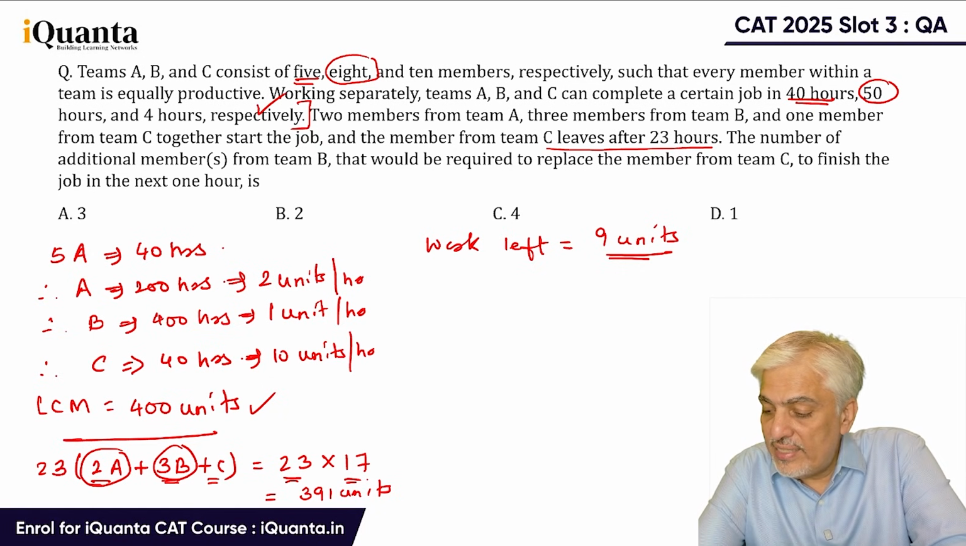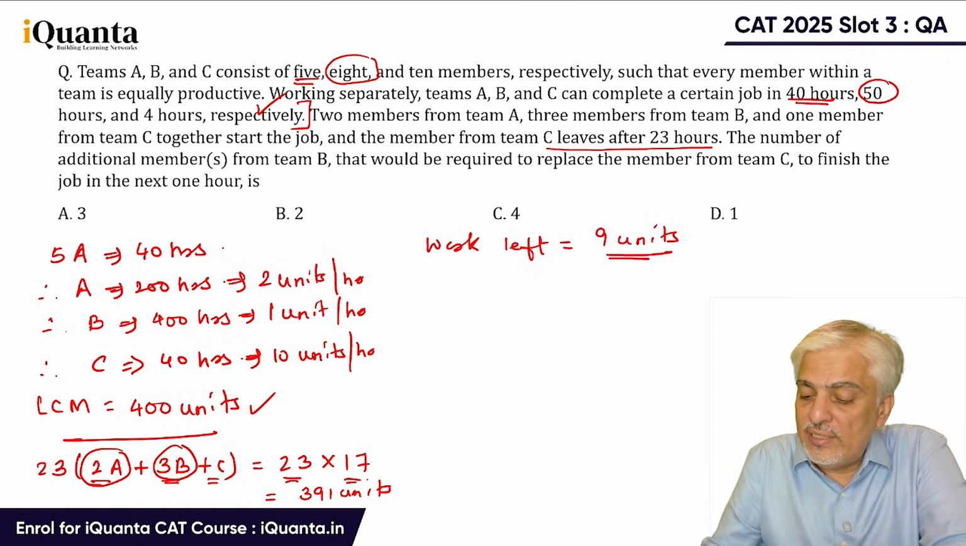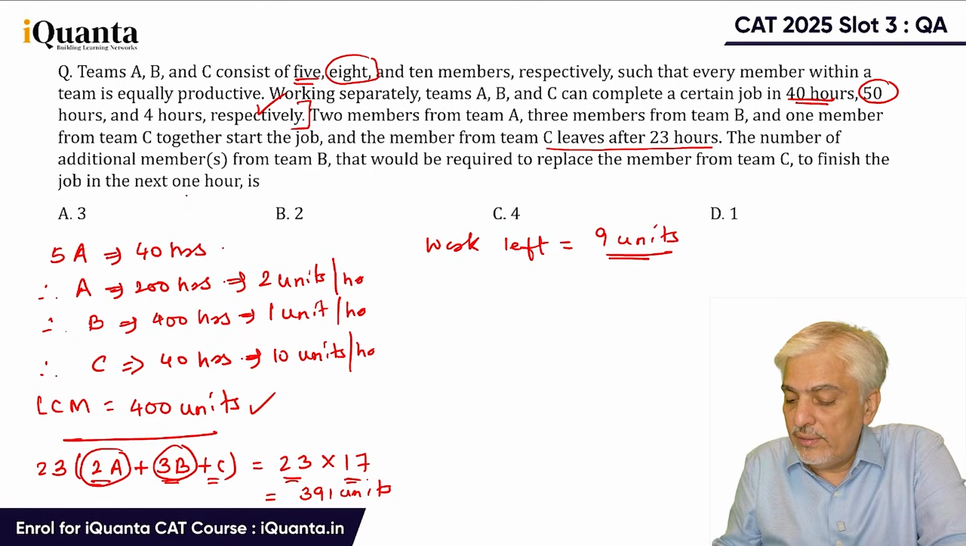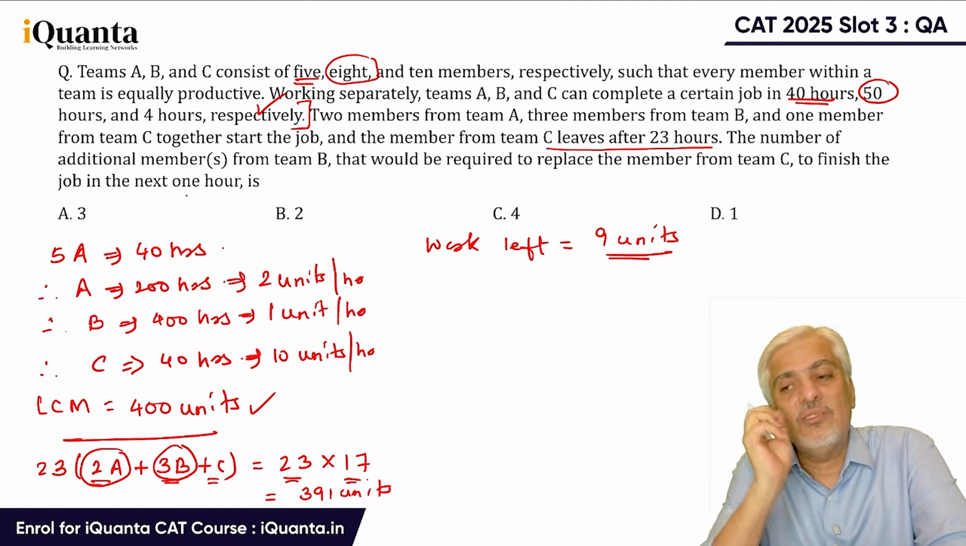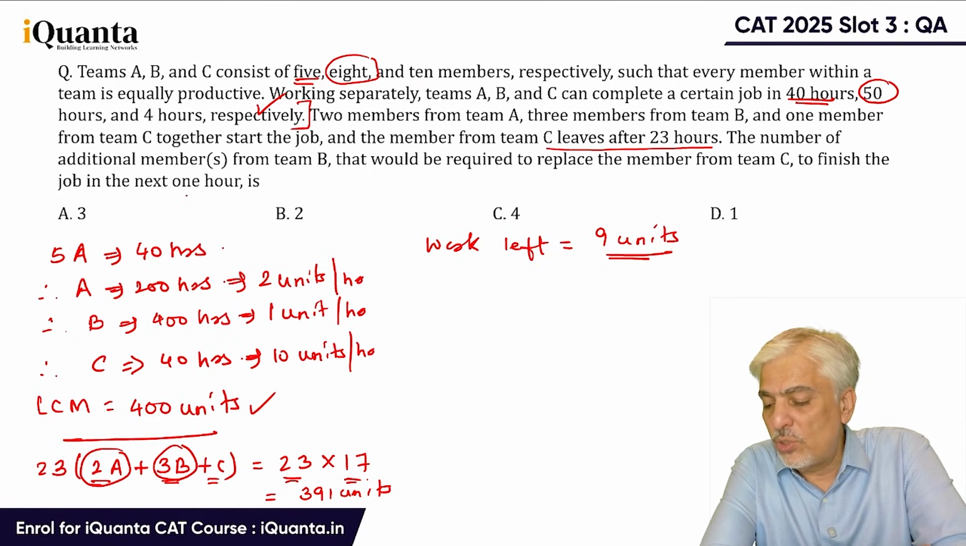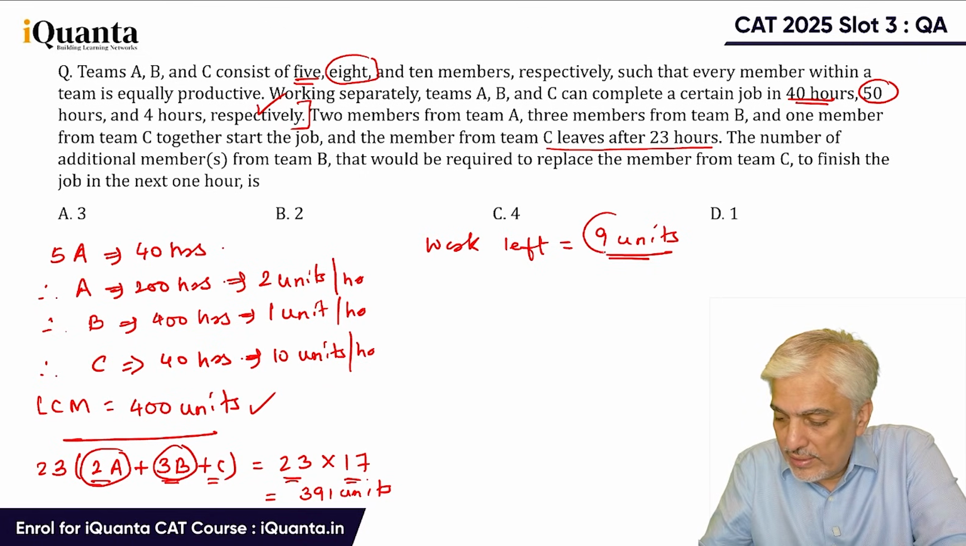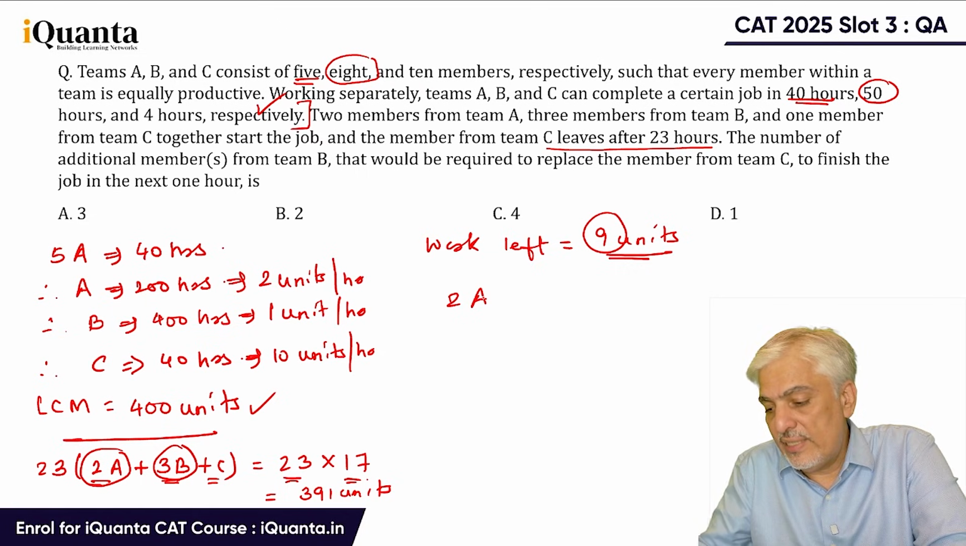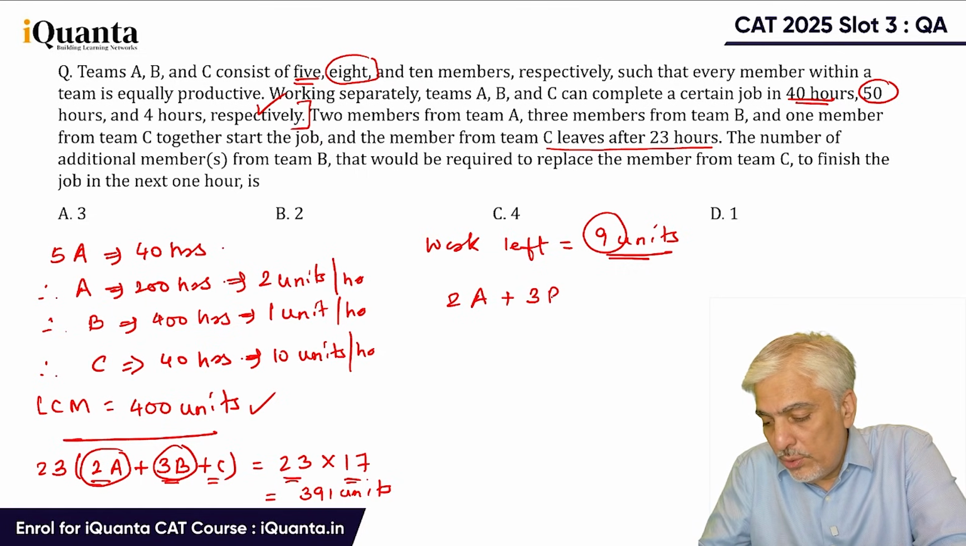What have they asked? Let's read. The number of additional members from team B that will be required to replace the member from C to finish the job in the next 1 hour. Okay, so in 1 hour, if I want to finish, it was 23 hours, but that's okay. So I have only 1 more hour to do these 9 units. So the 2A are already going to do 4 units. The 3B are going to do 3 units. So 4 plus 3, 7 is already being done.